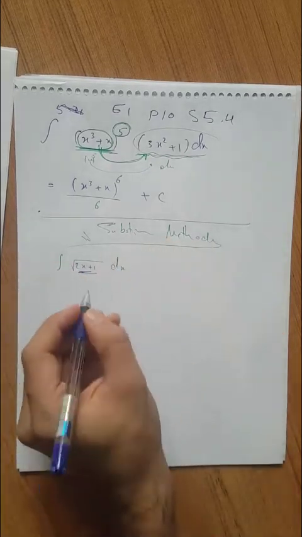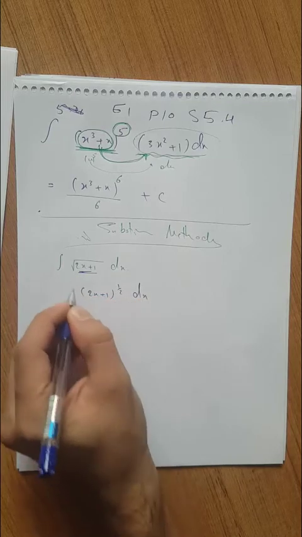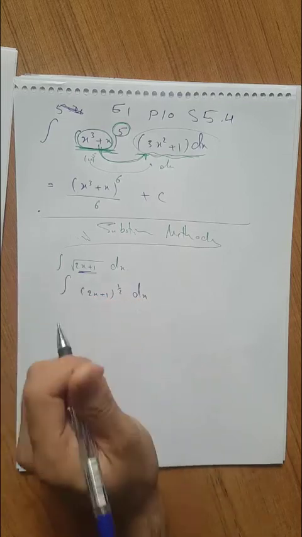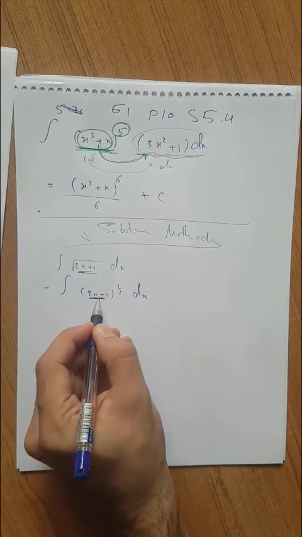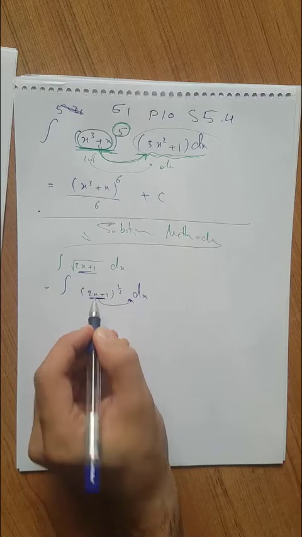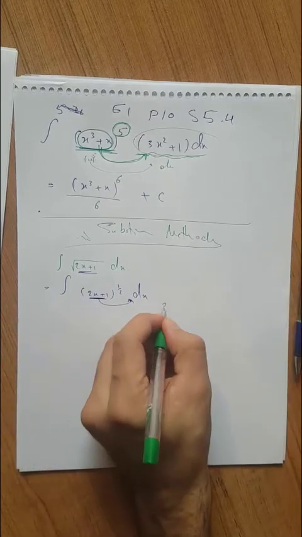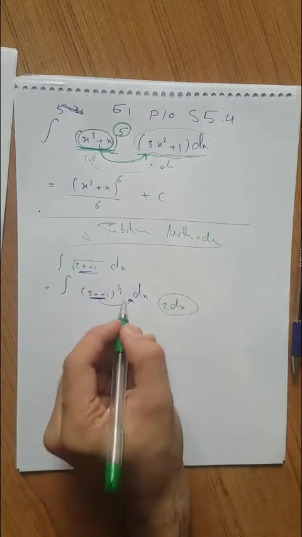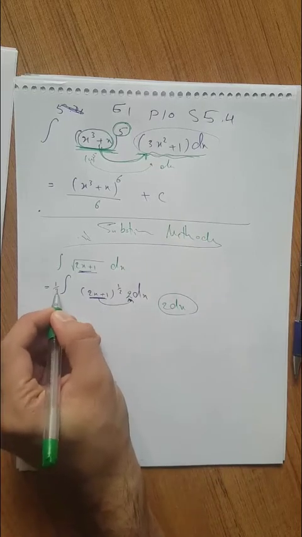Why? Try to say I have 2x plus 1, for example. Many students each year say we will do it like that, and then say the derivative of the inside exists. Yes, he's right. Why? Because the derivative of the inside is equal to 2 dx, but we have only 1. So we put 2 here and 1 over 2 outside.